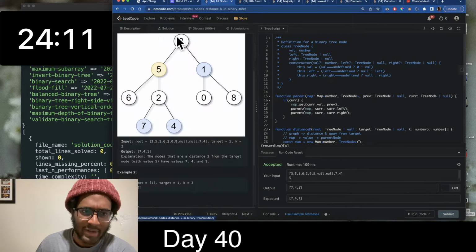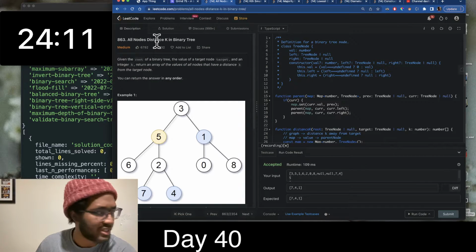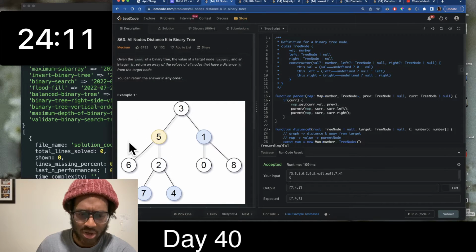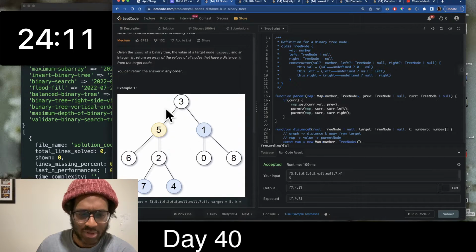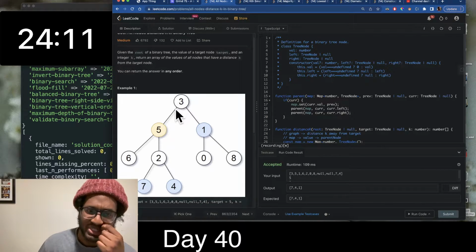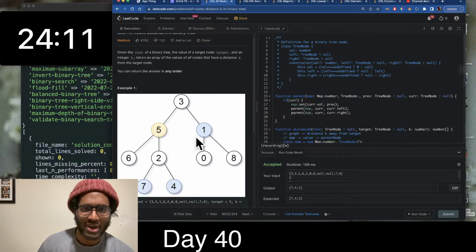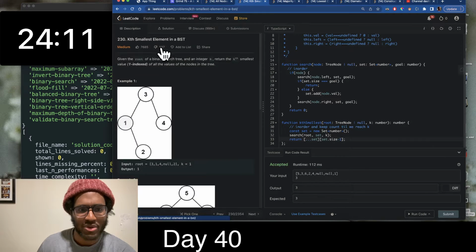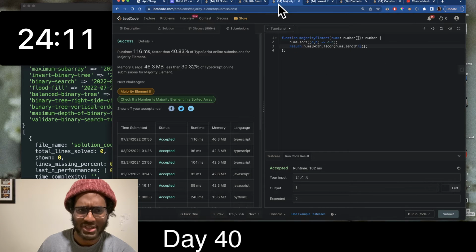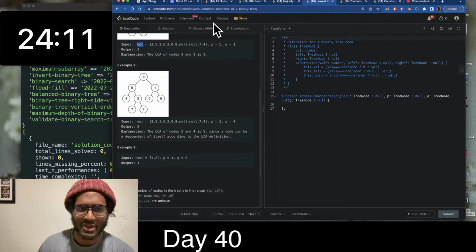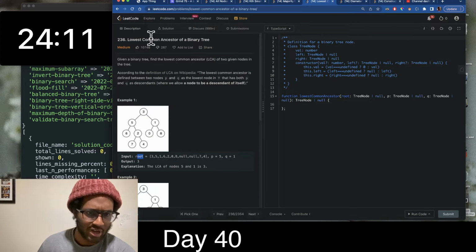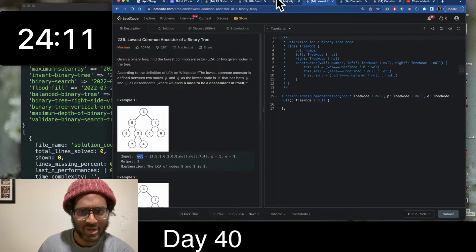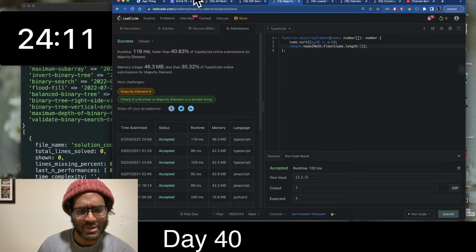We did all nodes distance K in a binary tree, which was pretty cool because you could visualize the tree as a graph, and then you can do a level order traversal on the nearby nodes, which is pretty cool. We also just did kth smallest element in a BST along with majority element, and now we're on lowest common ancestor, which I started and then I was like, wait a second, we're not recording. We haven't been. This is majority element.